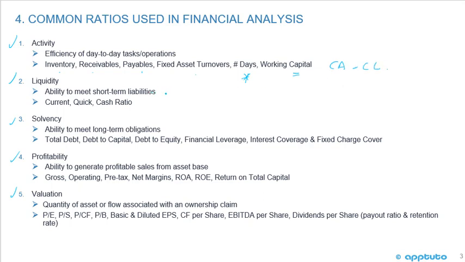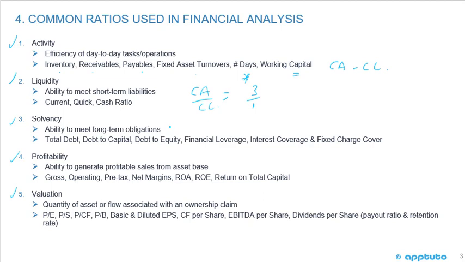Liquidity ratios look at the ability to meet short-term liabilities. So we've got the current ratio, the quick ratio, and the cash ratio. And the current ratio, for example, is current assets divided by current liabilities. Okay? So for example, if the industry standard was 3-to-1, I'd have $3 or euros of current assets for every dollar or euro of liability that I had in terms of current liabilities.